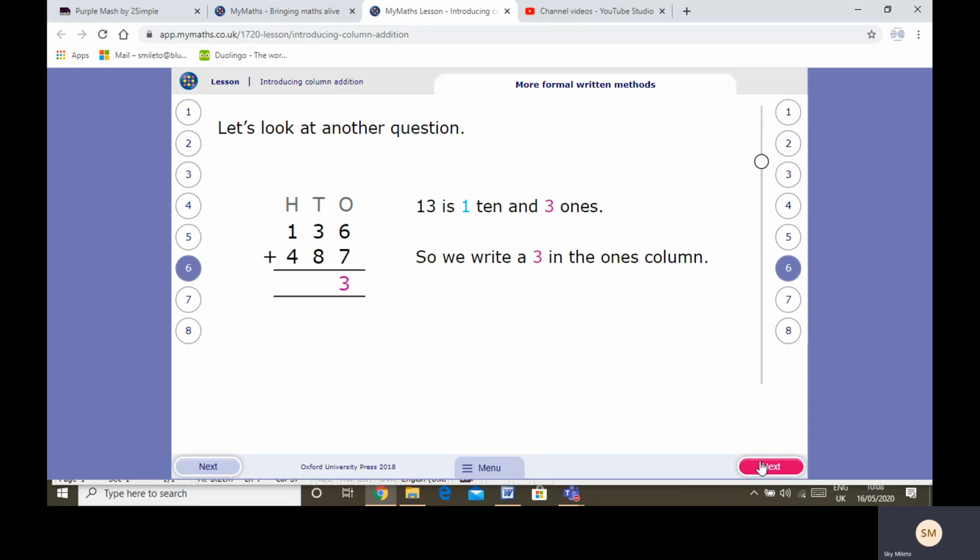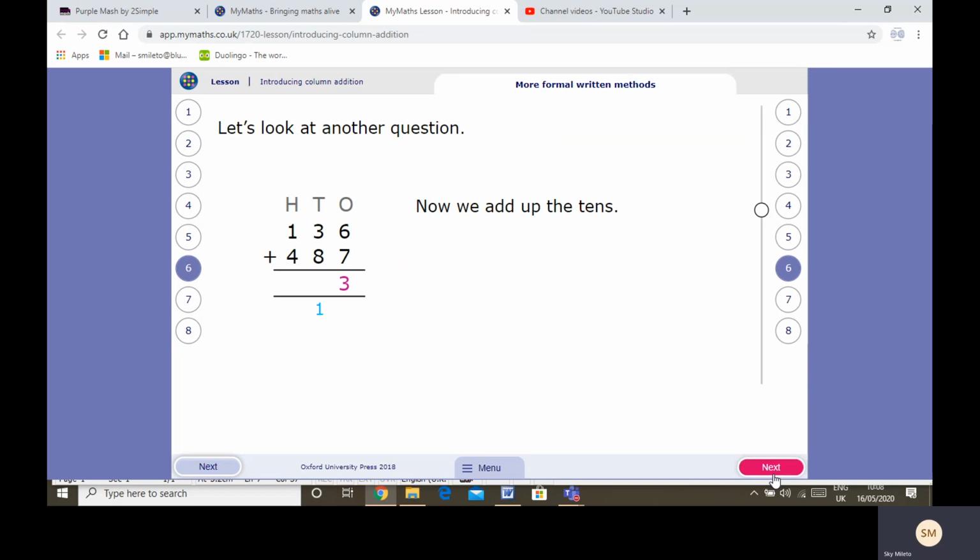So we write the 3 in the ones column, but that 10 can't go in the ones column, it has to go in the tens column. Now, some of you might write it like this, in there, and then work down, or some of you might write it above. Either way, you should know that 1 needs to be added to the tens.